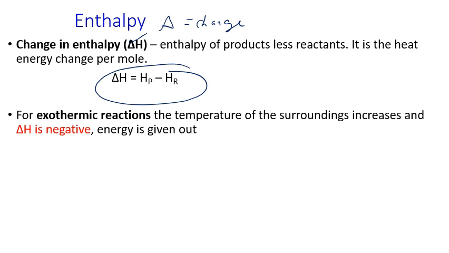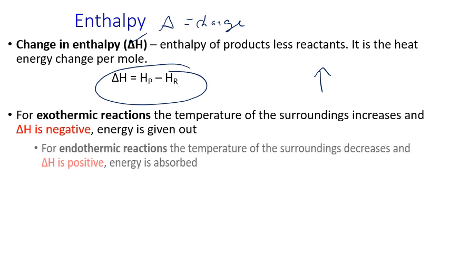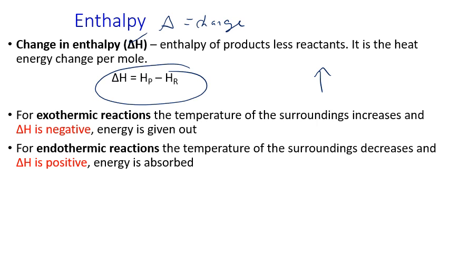For exothermic reactions, the temperature of the surroundings increases, so energy is being released to the surroundings, which means that delta H is negative. That basically states that energy is being given from the system to the surroundings. Whereas for endothermic reactions, the temperature of the surroundings decreases relative to the system, and delta H is positive because energy is now being absorbed from the surroundings into the system.